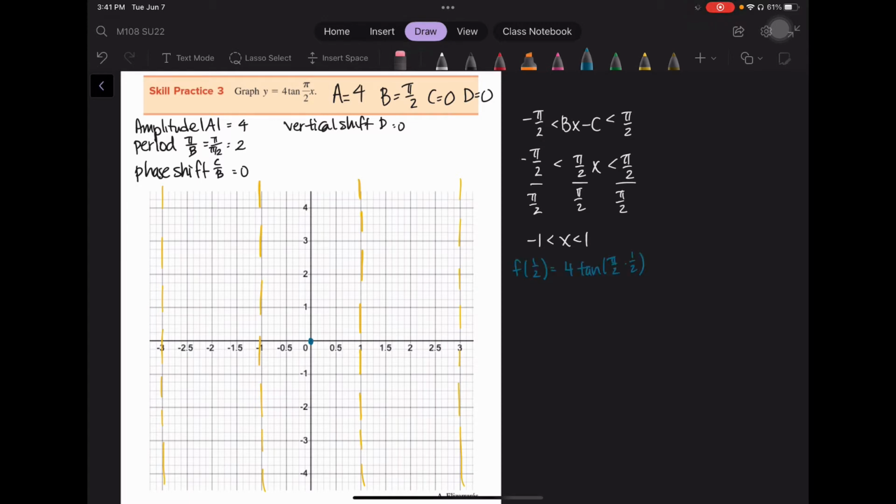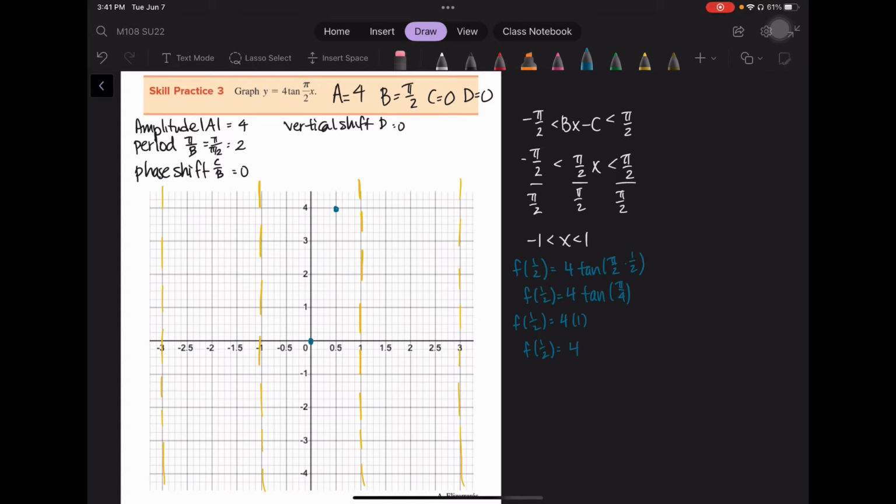Substituting in 1/2, I have 4 times tangent pi over 2 times 1 over 2. Pi over 2 times 1 over 2 is pi over 4. Check in my unit circle, I see that the tangent of pi over 4 is 1, and 4 times 1 is 4. So I have the point 1/2, 4.